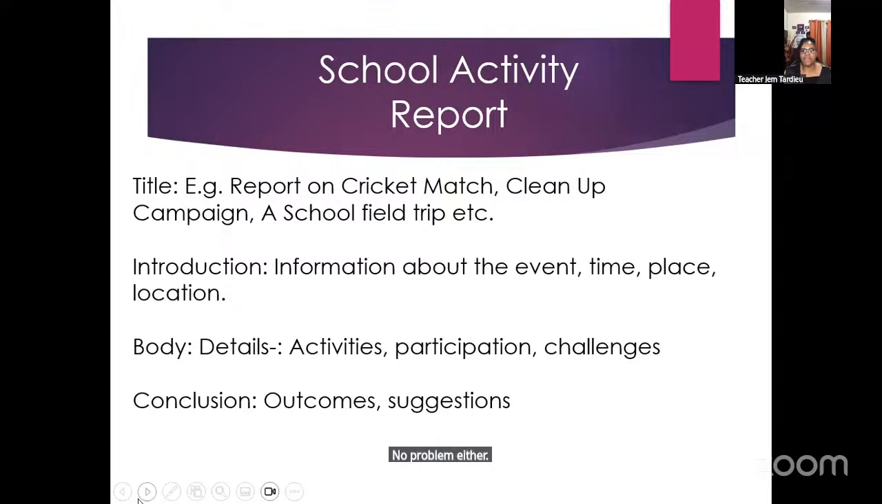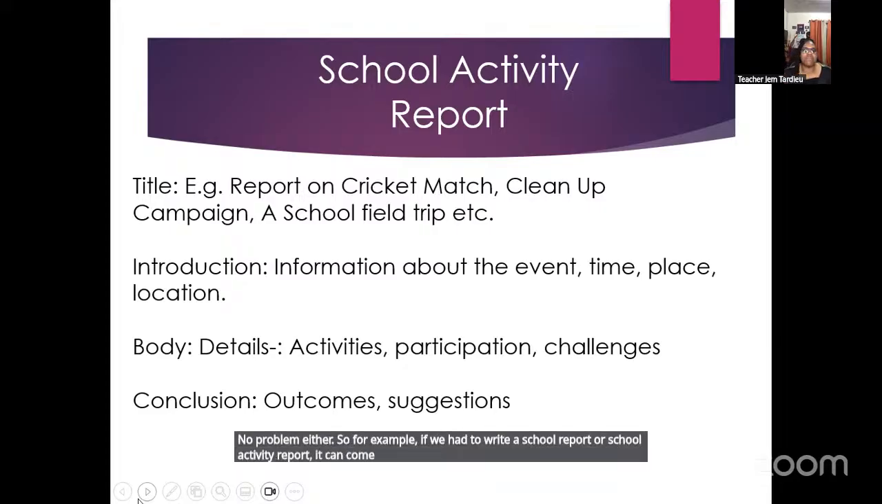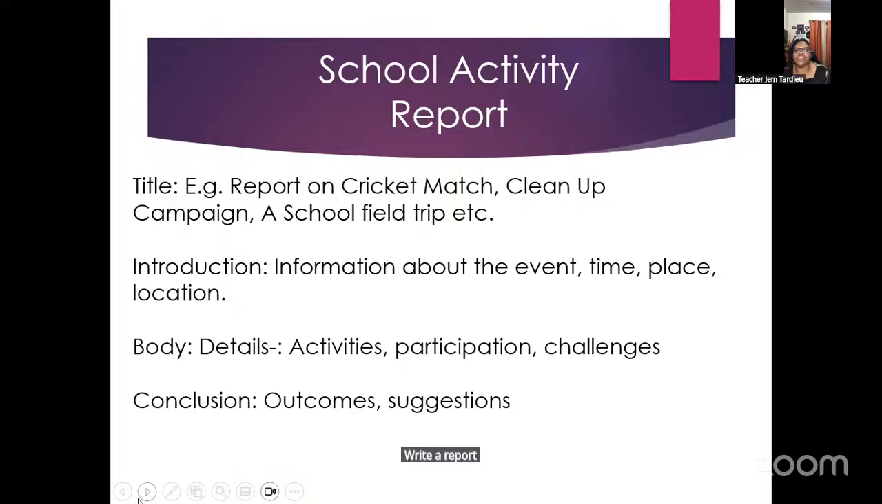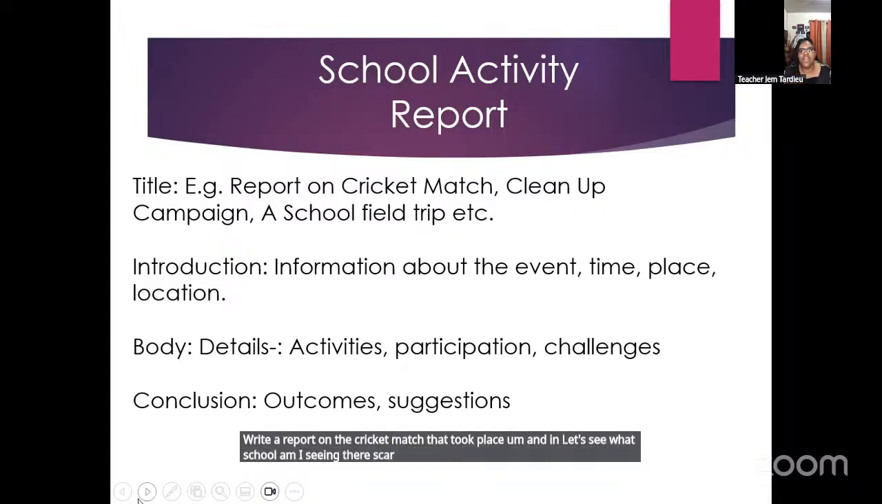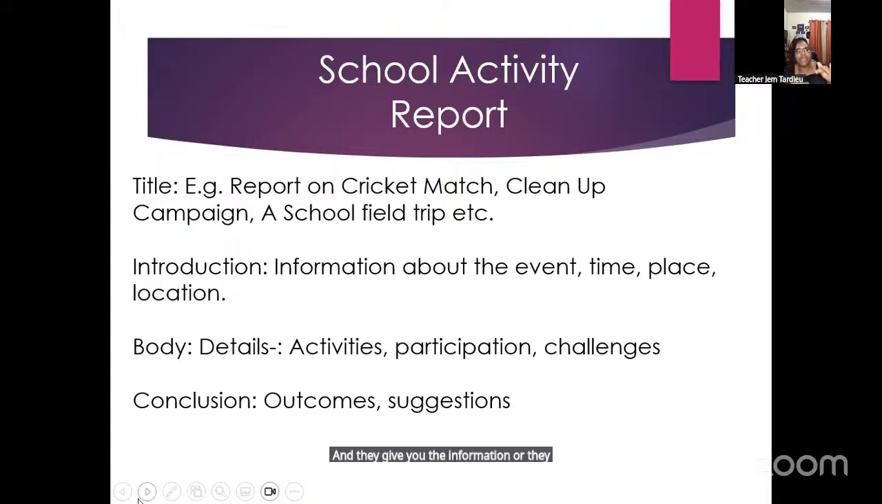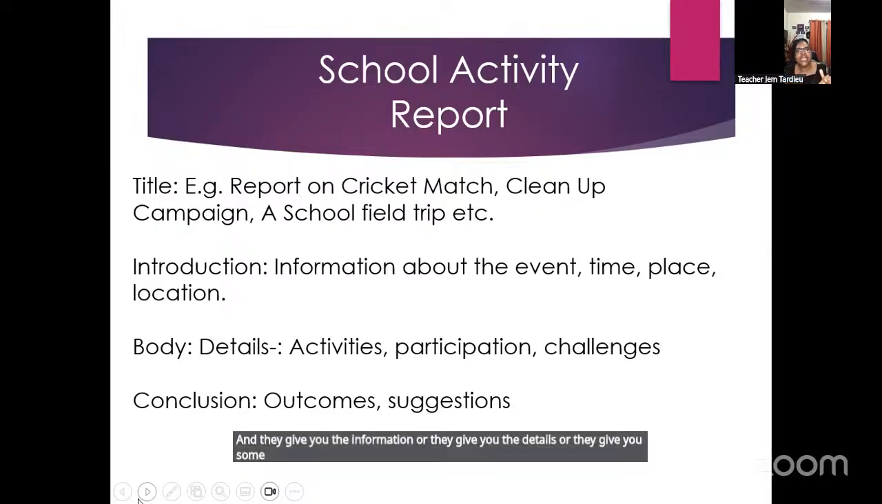So for example, if we had to write a school report or a school activity report, it can come in the form of a cricket match or a cleanup campaign. So CXC says, write a report on the cricket match that took place at Scarborough Secondary School. And they give you the details, or some information in between that took place.